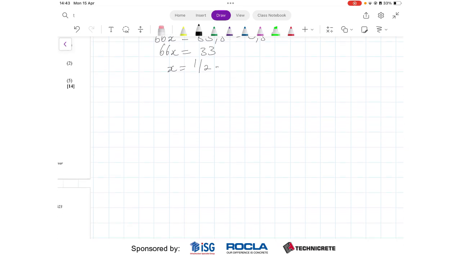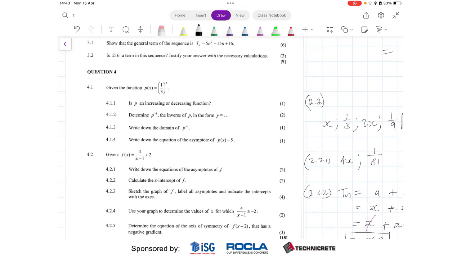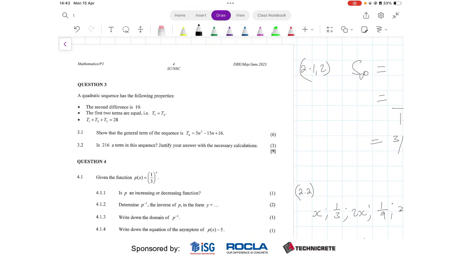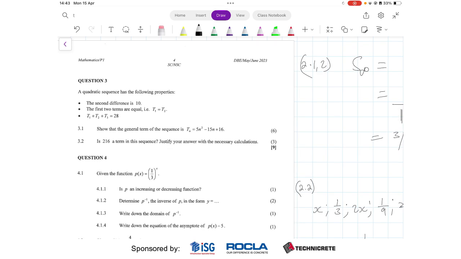Moving on to question 3. Question 3 is also a question about sequences, and in this case we have a quadratic sequence. We are told that the quadratic sequence has the following properties. The second difference is 10. The first two terms are equal, and t1 plus t2 plus t3 is equal to 28, okay?